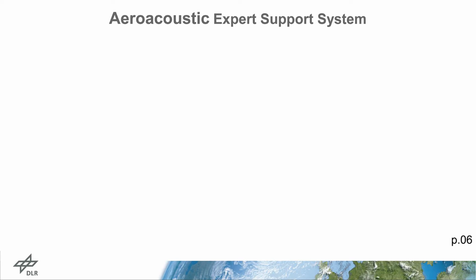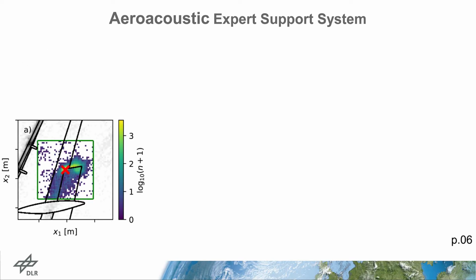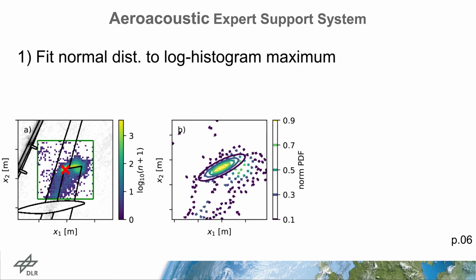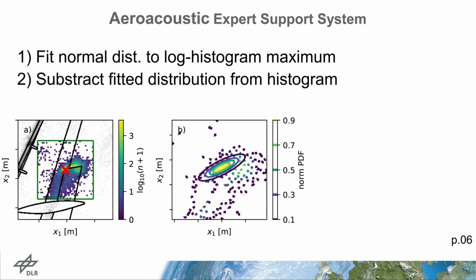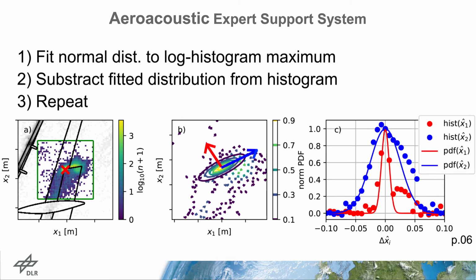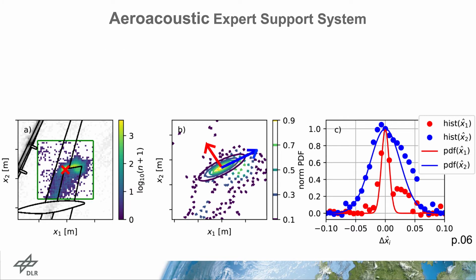SINT is very straightforward in its application. First, you find the maximum in the histogram. Then you fit a normal distribution to this region and subtract it from the histogram. And then you repeat the process until the maximum within the histogram drops below a threshold. Look at the principal components of the real and fitted distribution, displayed by this red and blue arrow. As you can see, there are some deviations, but the normal distributions fit the source very well.